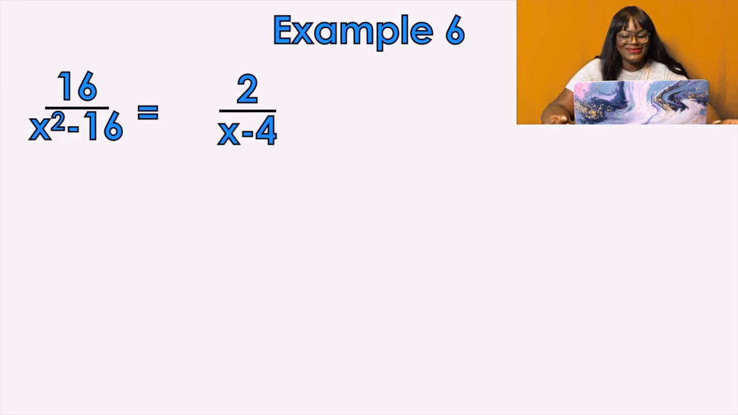Example number 6. I think we only have 7 examples, so we're almost done. Example number 6: 16 over x squared minus 16 equals 2 over x minus 4. This problem's a little weird because of the denominators. Usually I tell you to find your LCD first, but x squared minus 16 and x minus 4, oh my gosh. What's the LCD? Am I just going to multiply by x squared minus 16 and x minus 4?